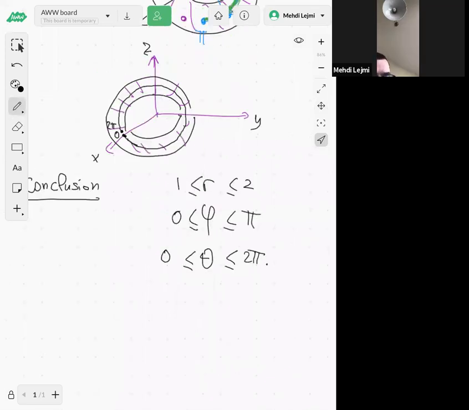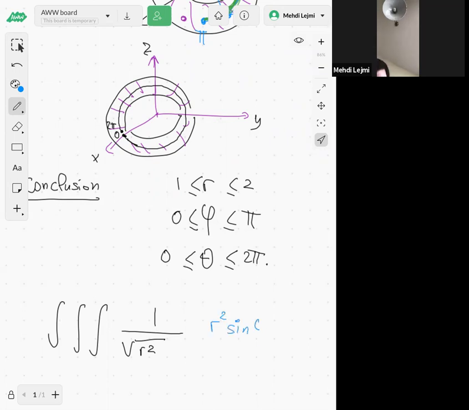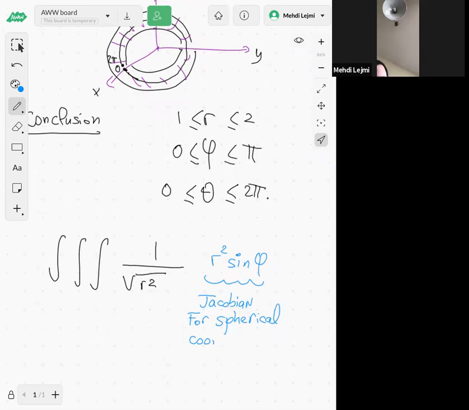For this example, we'd have 1 over the square root of x squared plus y squared plus z squared, that's the square root of r squared. And then don't forget the Jacobian. The Jacobian for spherical coordinates is r squared sine of phi.